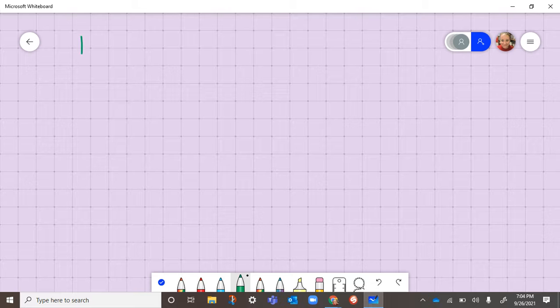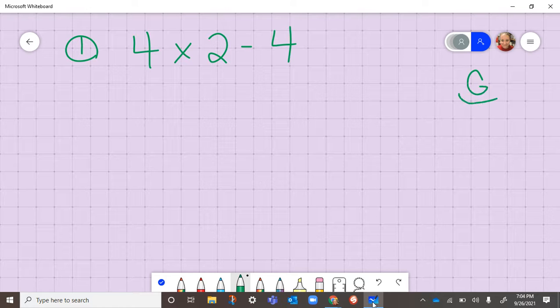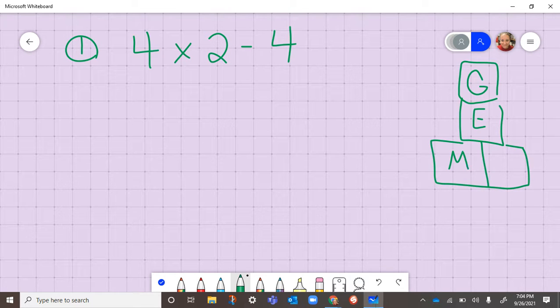So this is going to be number one. Number one is 4 times 2 minus 4. Over to the side, I'm going to put my GEMDAS. The G stands for groups. The E stands for exponents. The M stands for multiplication. The D is division. The A is for addition, and the S for subtraction. So these are the steps, or the order, that I go in.